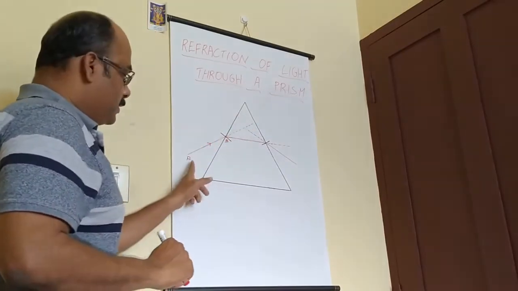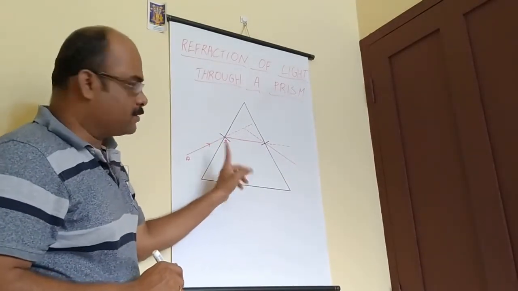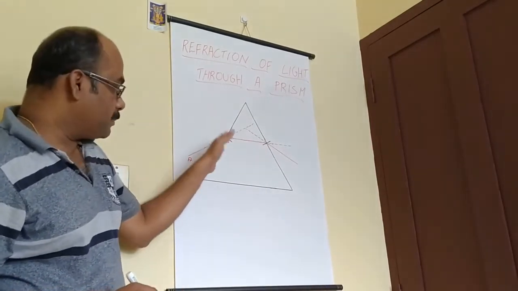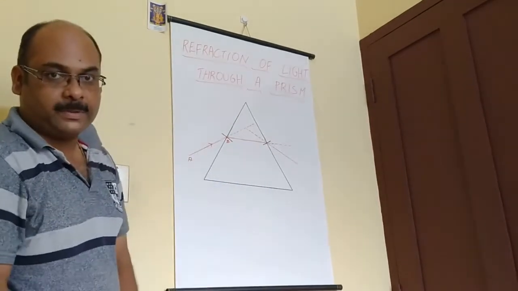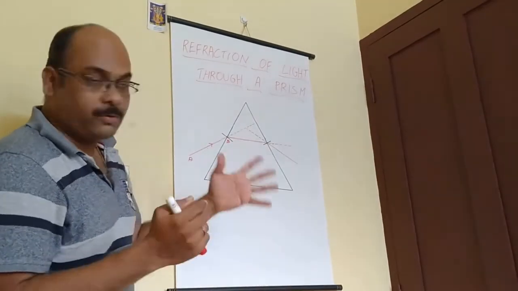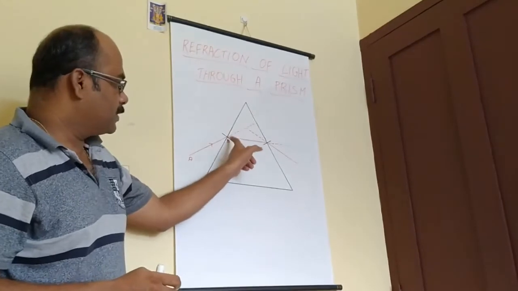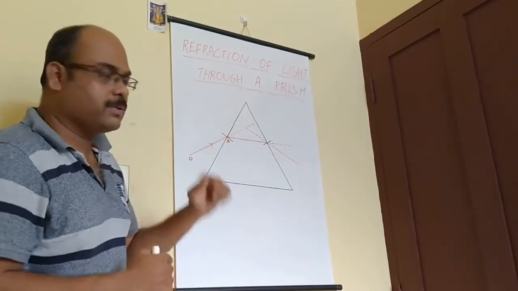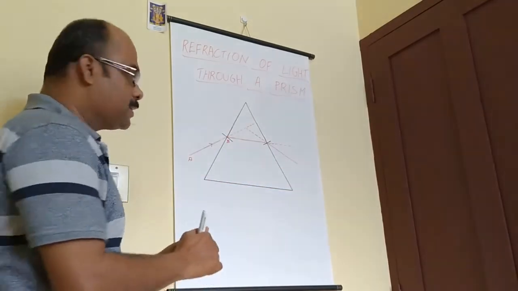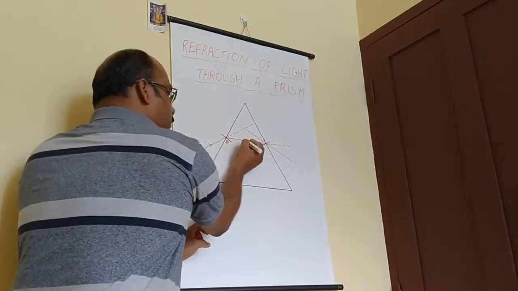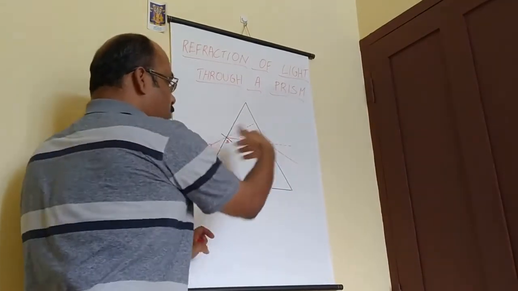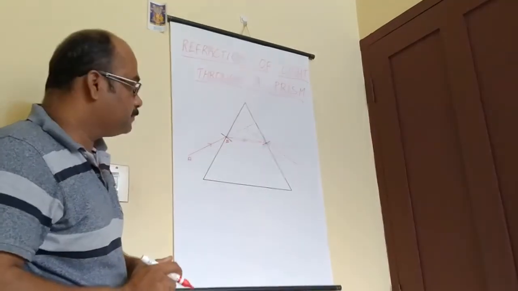Okay, but this is air and this is glass. So this is a rarer medium and this is a denser medium. So when light travels from a rarer to a denser medium, what happens? The light will bend towards the normal. So you have to draw the normal. This black line is the normal, which is perpendicular to this face. Instead of going straight, it bends towards the normal, and this is the refracted ray, and you can name it as BC. So BC is the refracted ray.